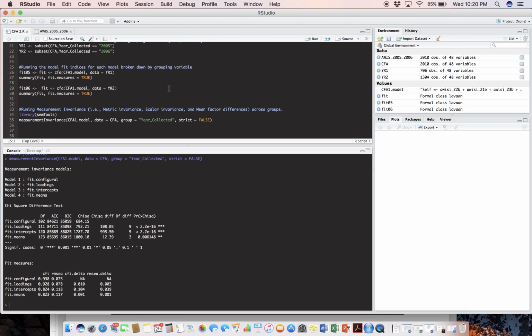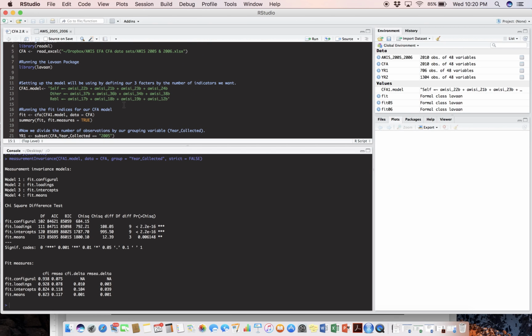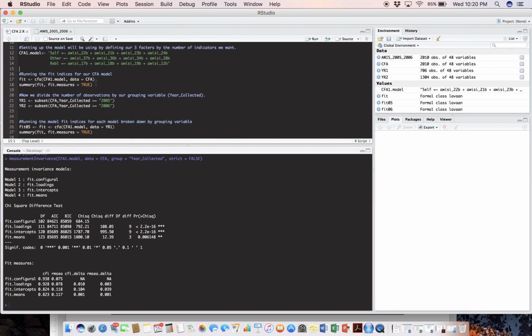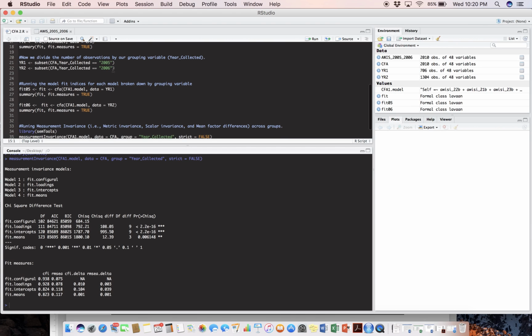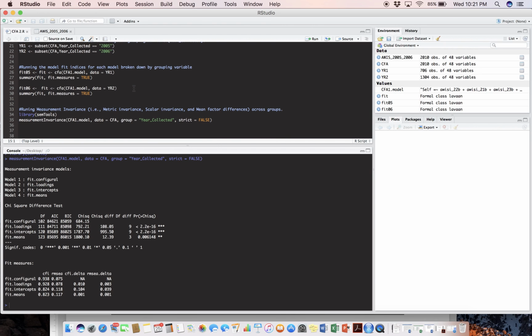All right, so now I want to run this. Like I said, this runs our overall model. This runs the fit indices of our overall model, and this bit of code here separates our observations in our data set by our grouping variable. And then I want R to give me the fit measures for each sub data set, if you will. So for year 1, I have a set of fit indices. For year 2, I have a set of fit indices, and I want to run that, right? And that is essentially our set of CFAs that we're going to be running.